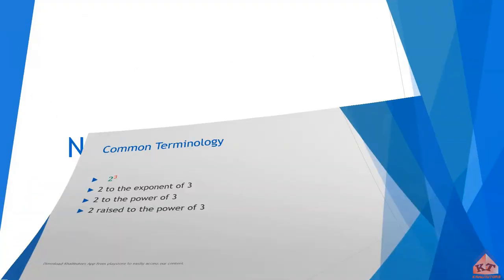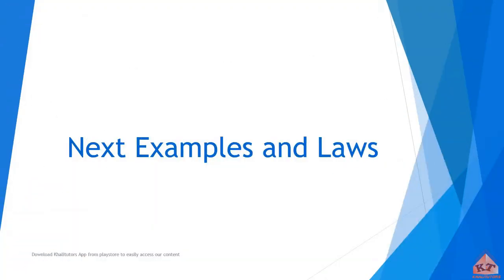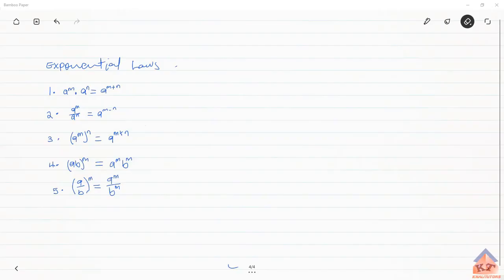Okay. Let us now move on to look at some of the laws that are related to powers. Law number 1 says that if we're multiplying powers of the same base, we simply add the exponents. In this case, if you're multiplying a number with a base a and an exponent m by a number with a base a with an exponent n, then the product of this is equal to a to the power m plus n.